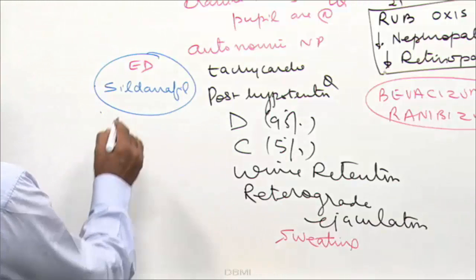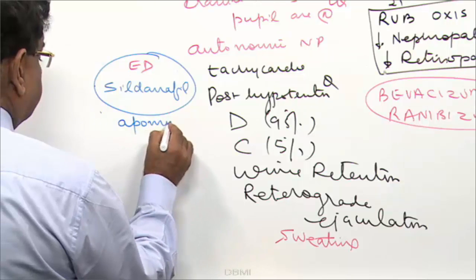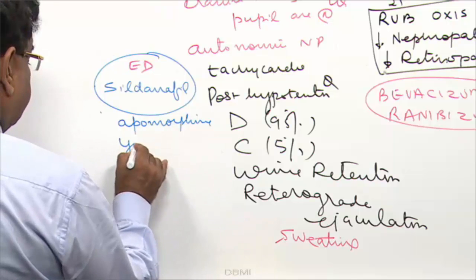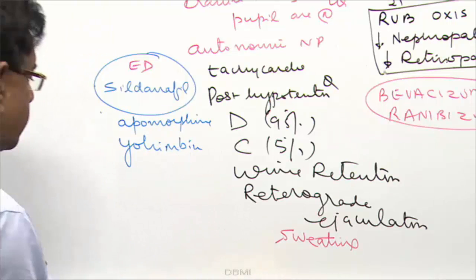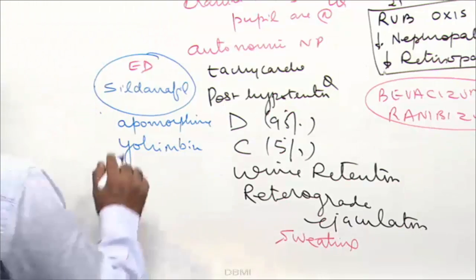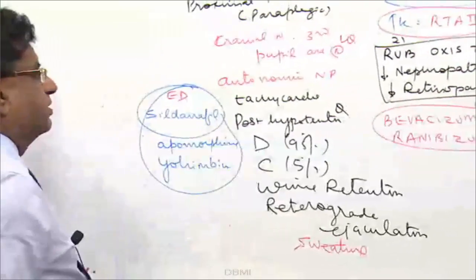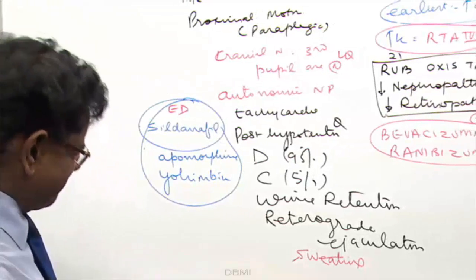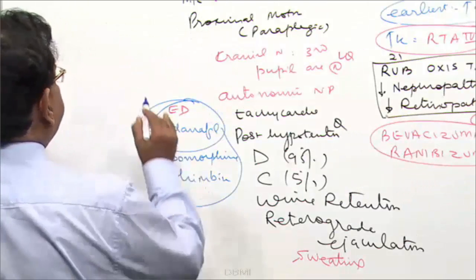We can also use a drug called apomorphine. We can also use the drug yohimbine. These are drugs that we are using for diabetic autonomic neuropathy. Okay. Now we have a term called diabetic painful neuropathy.